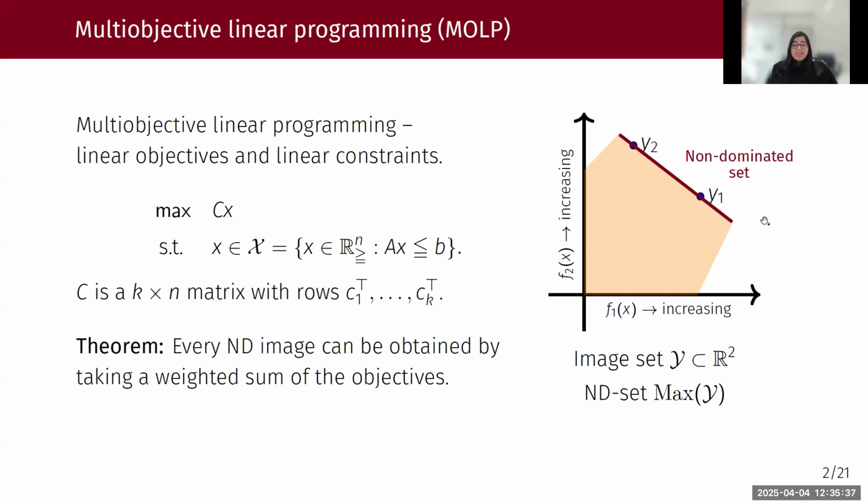And then in multi-objective linear programming, it has been shown that every point on this non-dominated set can be obtained through some linear combination of the objectives. So I do have multiple objectives, but if I had a way of sweeping over every possible linear combination, I would recover this entire set. Okay, so that's for multi-objective linear programming.